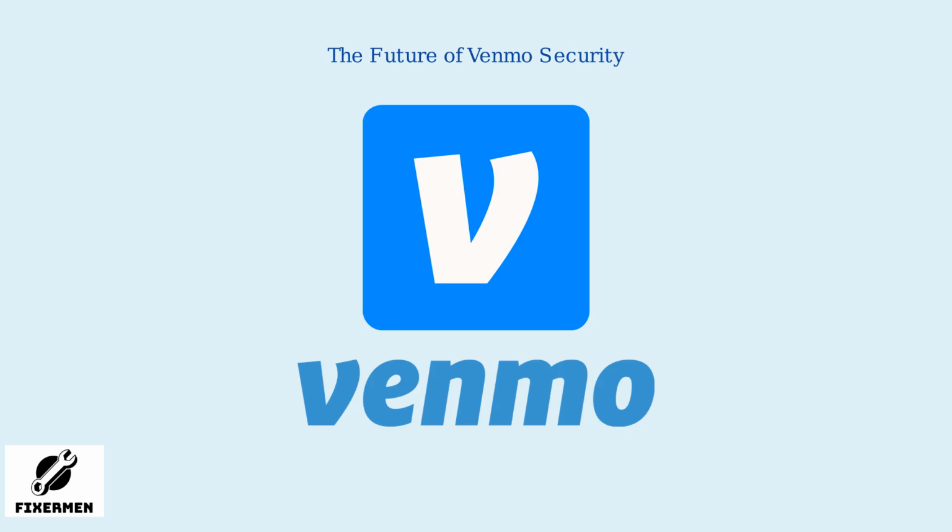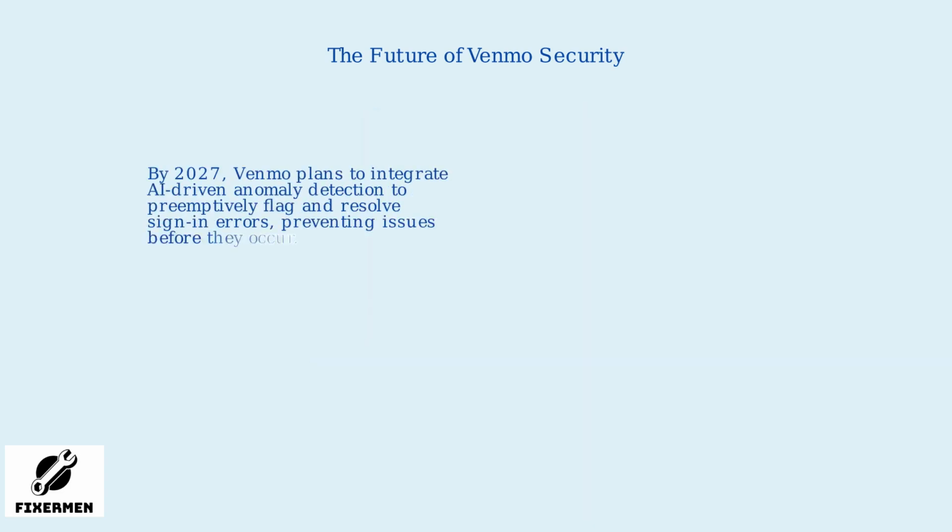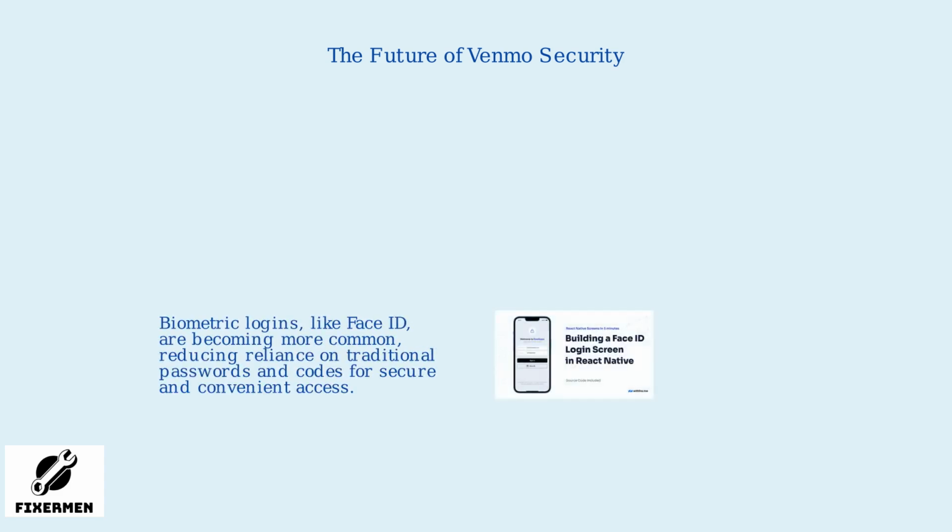Looking ahead to the future of Venmo security, significant advancements are planned. By 2027, Venmo will integrate AI-driven anomaly detection systems. This technology will proactively identify and resolve potential sign-in errors before they disrupt users, enhancing security and user experience. Additionally, biometric authentication methods, such as Face ID, are becoming increasingly prevalent. These advanced login options eliminate the need for traditional passwords and security codes, offering both enhanced security and greater convenience for users accessing their Venmo accounts.